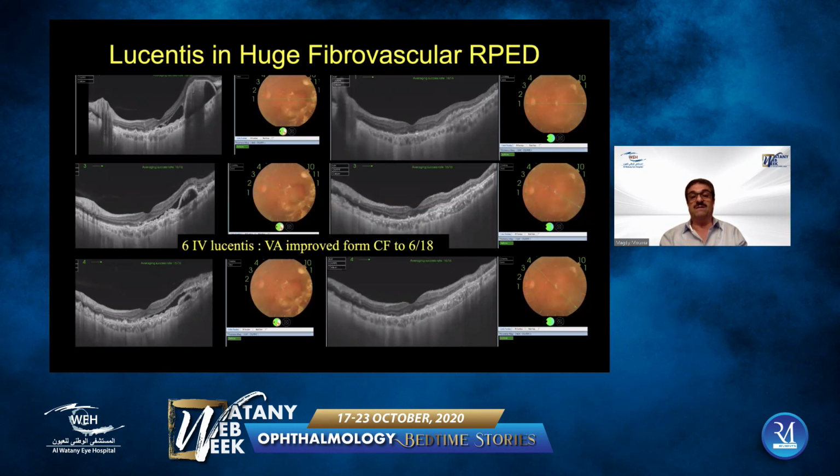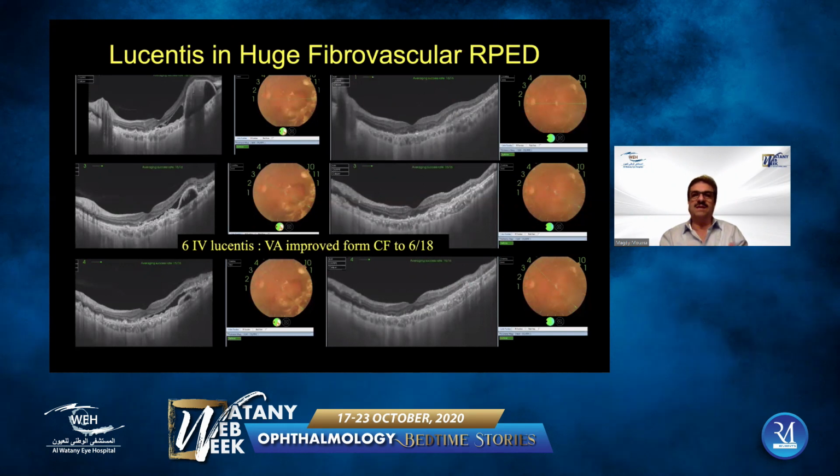And again, the maximum vision we gained is 6/18, which is a very good achievement in spite of the starting vision, which was counting fingers. And this is a very good achievement, but this is the maximum vision. And again, I insist, drying the macula, knowing the vision, and this is the maximum vision you'll get.